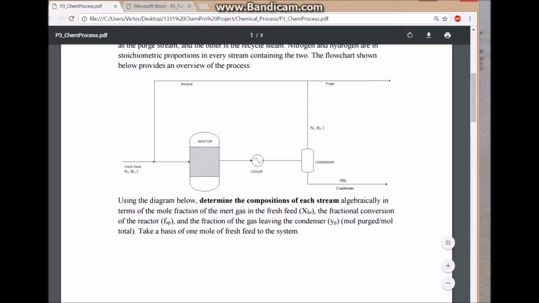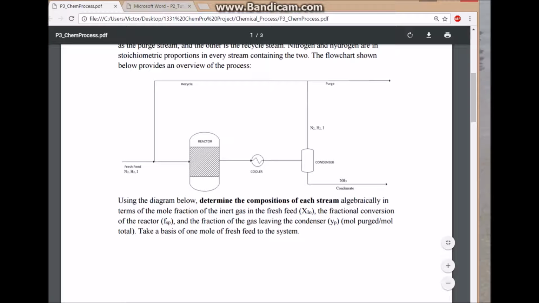Now my script, it accepts the mole fraction of inert gas. So this I right here, it tells you the fraction of moles of the I, the fractional conversion of the reactor, how good the reactor's at converting, and the fraction of the gas leaving, this purge right here. Ooh, how much is leaving versus how much is being recycled, right?